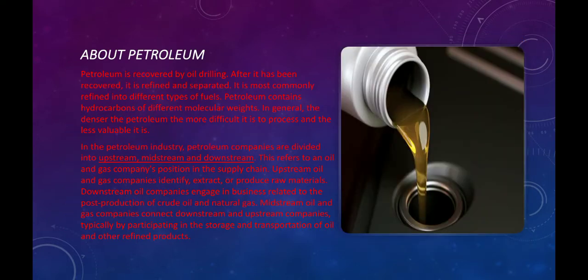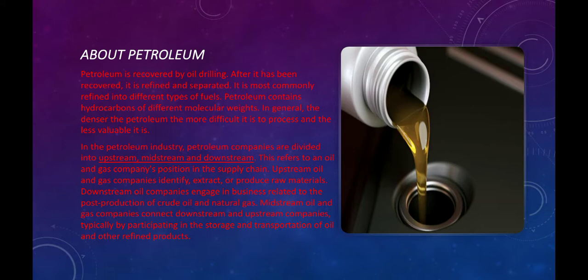Now the chapter heading contains two things. So the second one is petroleum. Now we will learn about petroleum. Petroleum is recovered by oil drilling. After it has been recovered, it is refined and separated. It is most commonly refined into different types of fuels.